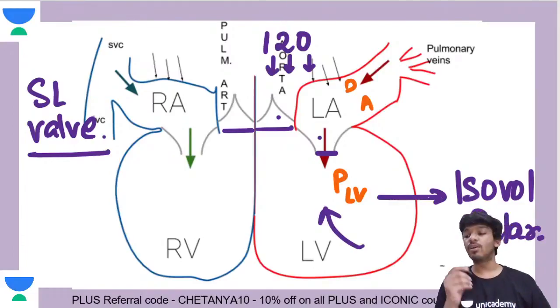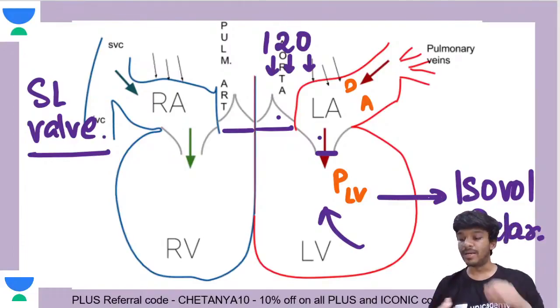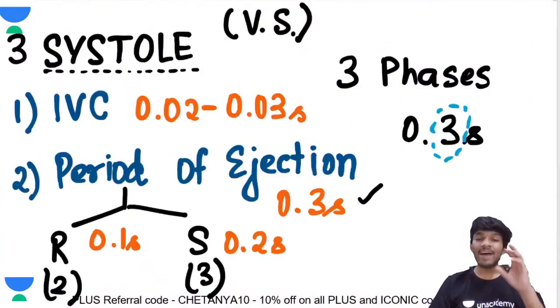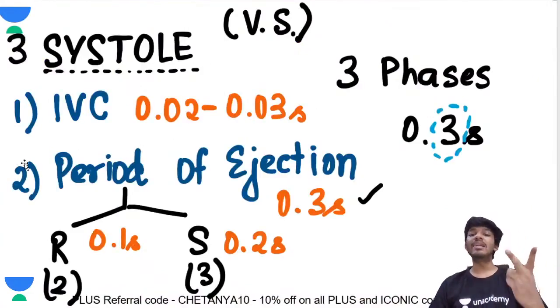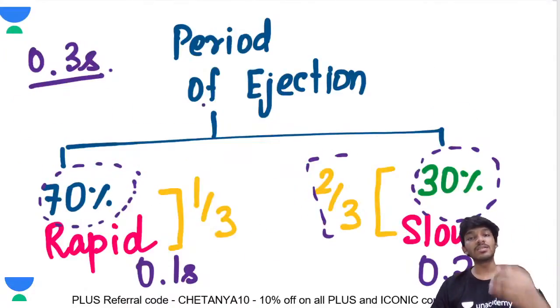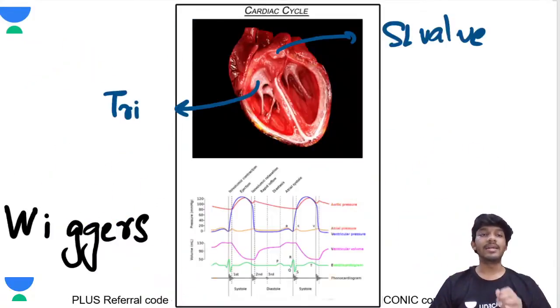So AV valves will close before isovolumetric contraction, right? So that is going to happen. So you will have isovolumetric contraction after closure of valves, followed by rapid ejection and slow ejection. So what are the phases? What are the events that are happening in the cardiac cycle? Please try and understand this.